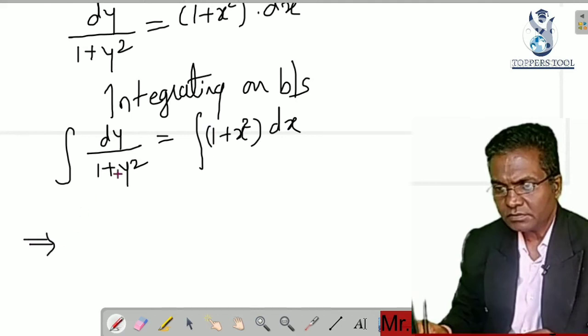Integration of this, okay, this is the derivative of tan inverse. So this is tan inverse of y. Integration of 1 is x. Integration of x square is x cube by 3 plus c. So this is the general solution. You have to remember, very simple, but those who know derivative formulas and integration formulas can crack this. Otherwise it is highly impossible to solve differential equations without the knowledge of calculus, that is integral calculus.